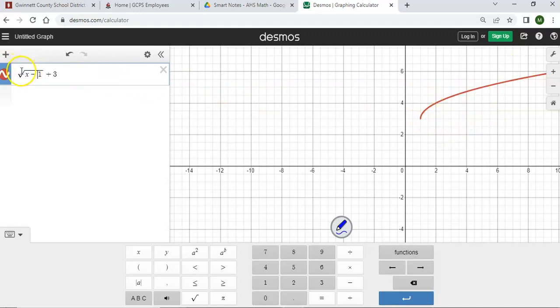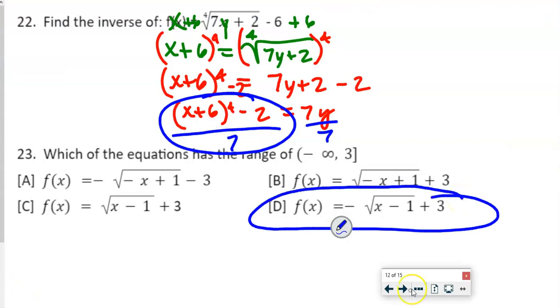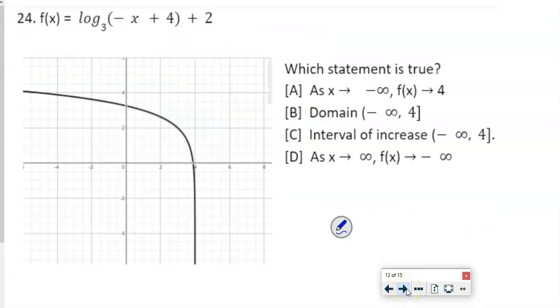So here's our last one. Put the negative out front. There's our answer. So it was D because it starts at negative infinity and goes up to 3 there. There it is. Okay. So our next one is a graph.